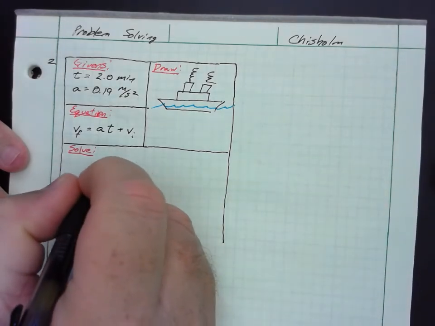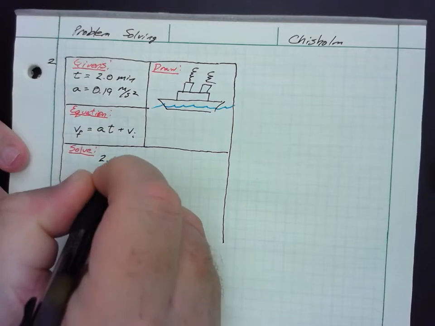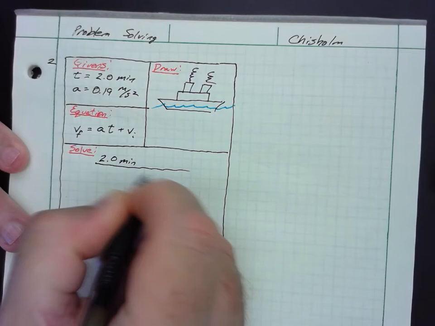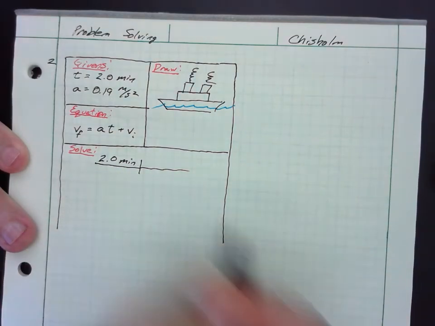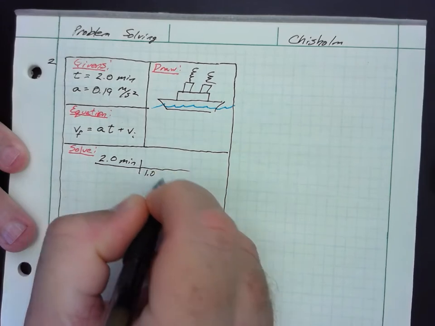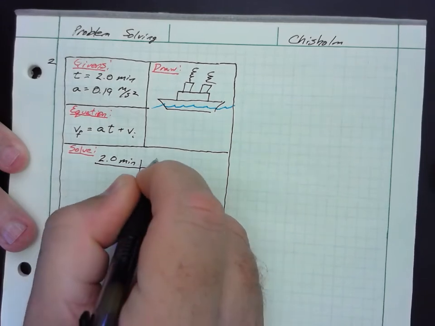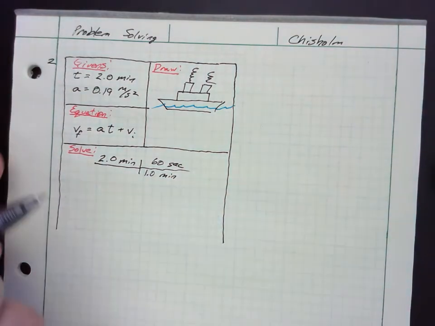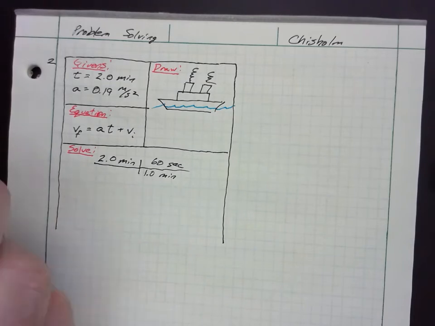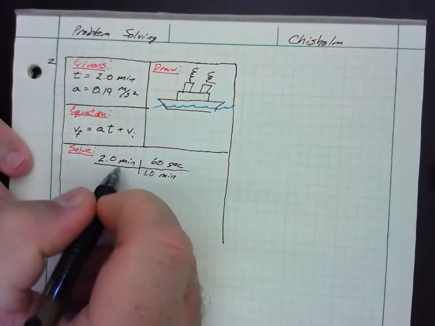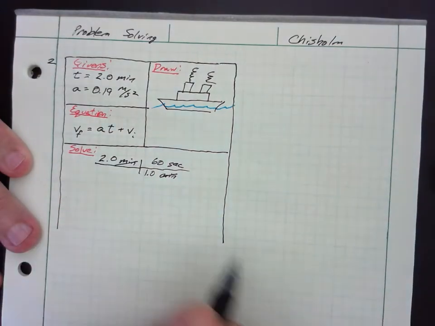You start off with your given, which is 2 minutes, and then we're going to convert minutes into seconds. So we have 1 minute is 60 seconds. Now, some of you can do this in your head, but that is not showing work. You need to show your work. So this is showing my work. Minutes cancels with minutes. I'm left in seconds.